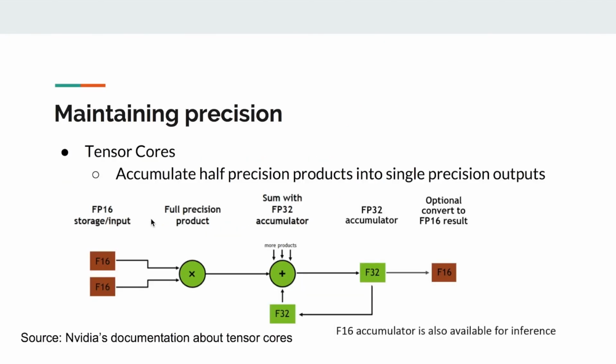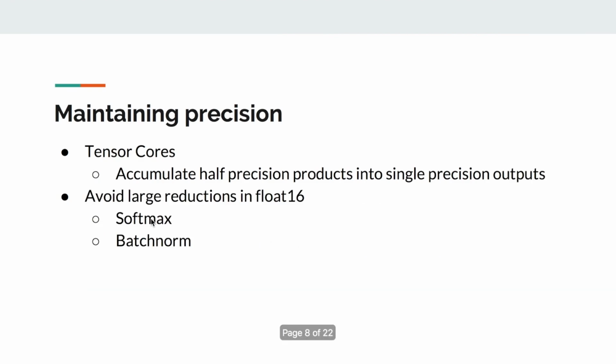First is the core aspect of maintaining the precision of arithmetic. Tensor cores do not just compute with all float 16 tensors. They have support for accumulating half precision products into a single precision output as well. As this figure shows, we can take the product of two float 16 inputs as a float 32 product and sum it up with a float 32 accumulator. By casting this float 32 value into float 16, we can get better precision for this arithmetic. At this point, the name mixed precision should hopefully be clear to you all. So apart from that, we would want to avoid large reductions in float 16. This means that layers like softmax and batch norm are preferably left alone in float 32.